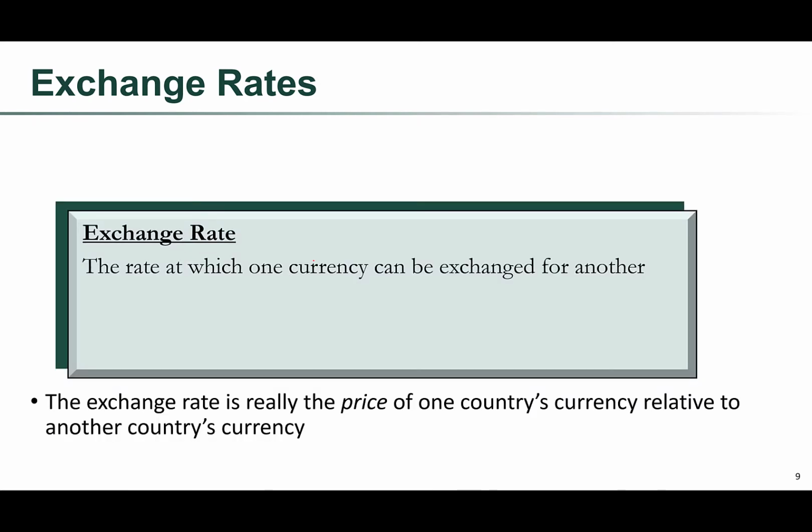So the exchange rate is the rate at which one currency can be exchanged for another. One thing to note is that the exchange rate is really the price of one country's currency relative to another country's currency. And this is a good thing because we've learned lots about prices and how supply and demand determine prices. And a lot of what we've learned will carry over here when we're thinking about exchange rates and the price of currency. So I'll talk briefly about how we actually calculate exchange rates.